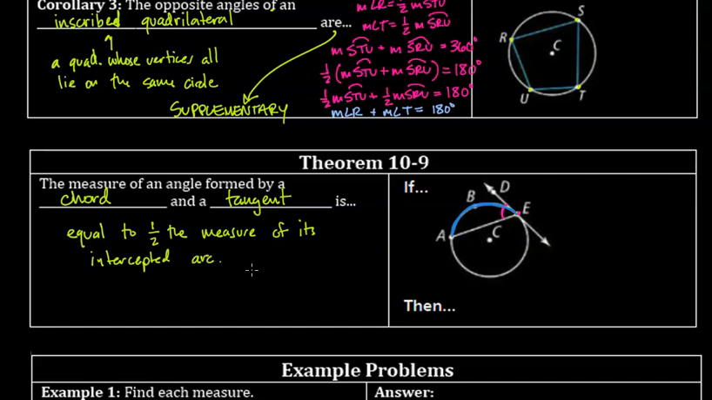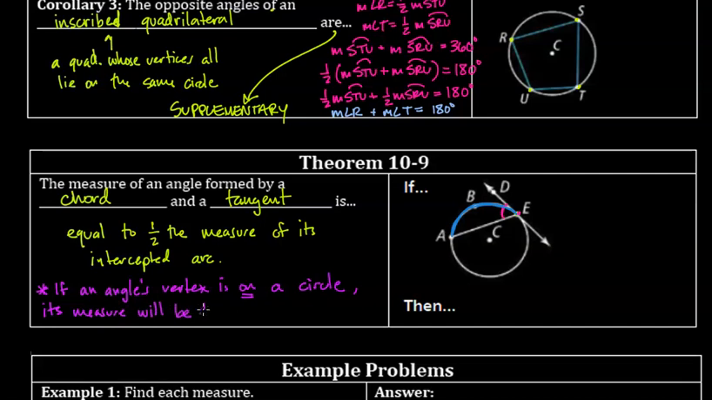And so one of the ways I remember what all this is saying is I remember that if an angle's vertex is on a circle, on the circle, right? If it's on the circle, its measure, the angle's measure, will be half the measure of the intercepted arc.